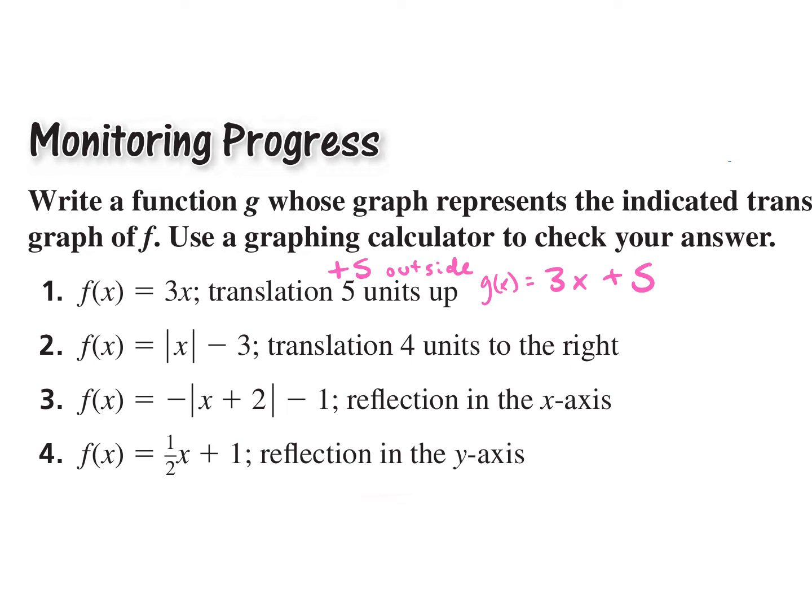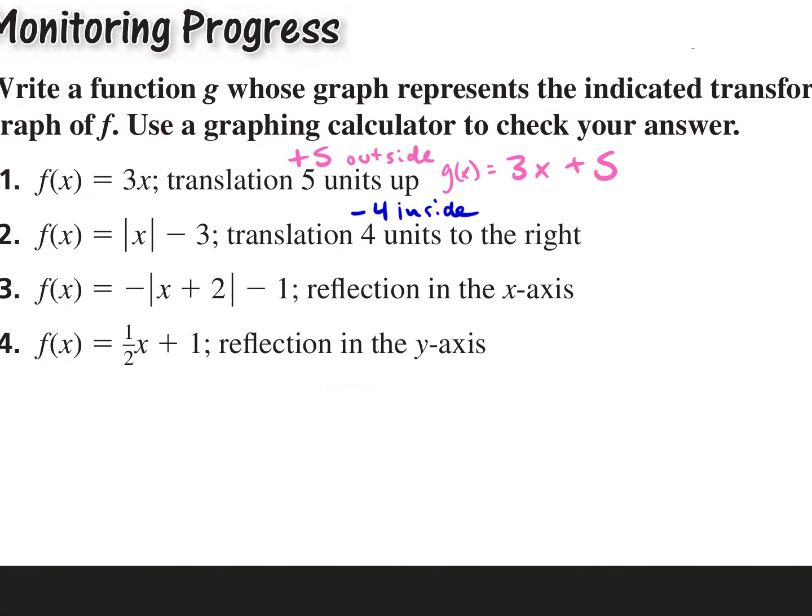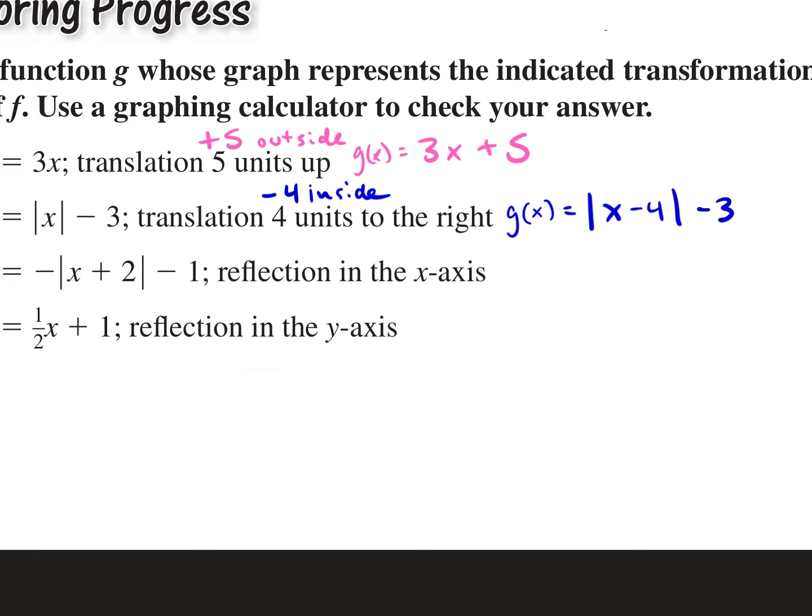All right, for number 2, I have a translation 4 units to the right. How would I show 4 units to the right? Add or subtract? Subtract 4 on the inside. So this just happens inside that absolute value bar. The absolute values kind of act as parentheses. So inside just means it happens inside. So it would be absolute value of x minus 4 inside the absolute value, and that minus 3 just stays outside.